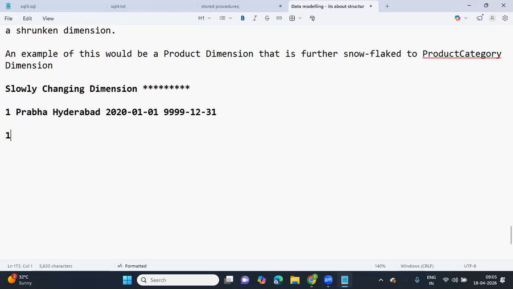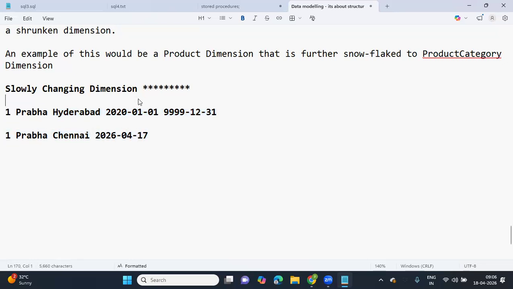Let's say the same customer, after 5 years, is shifting to Chennai on some date, let's say today's date. I'm shifting to Chennai because I have got a new job. So this is in our target table, in our database, this is the information available. Every day we will get the information from the source also. There will be a source file, there will be a target table.